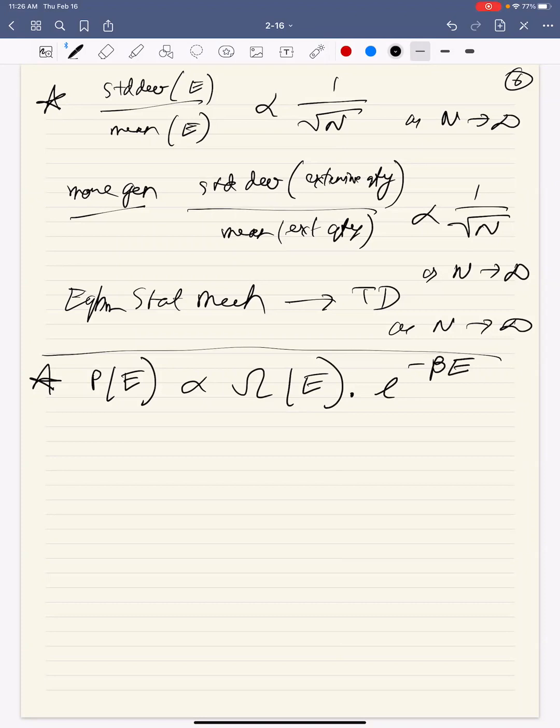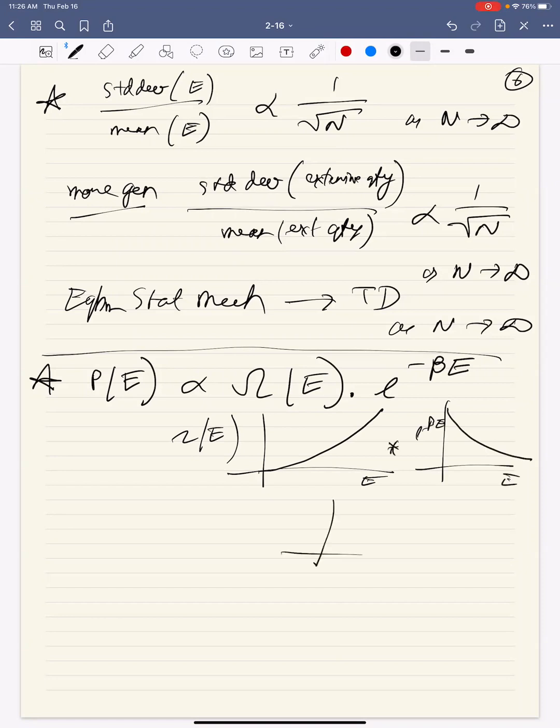And omega of E behaves like this with energy, while e to the power minus beta E behaves like this with energy. So when you take that product, you get that P of E behaves as a Gaussian. And as you make the system size larger and larger, this Gaussian becomes tighter and tighter.